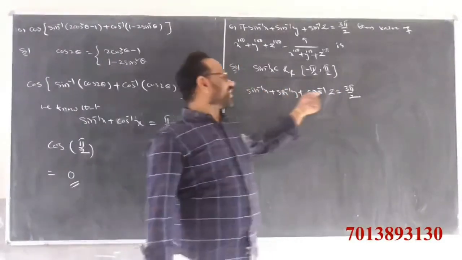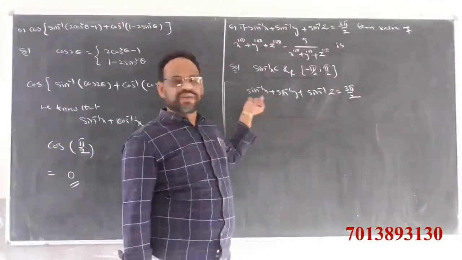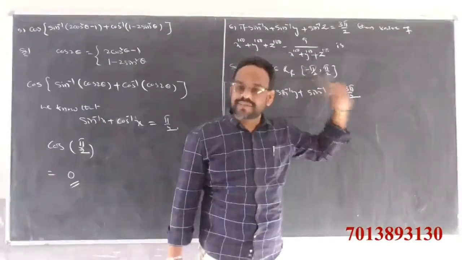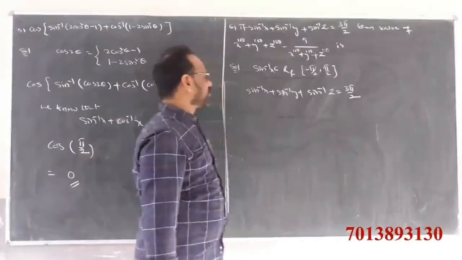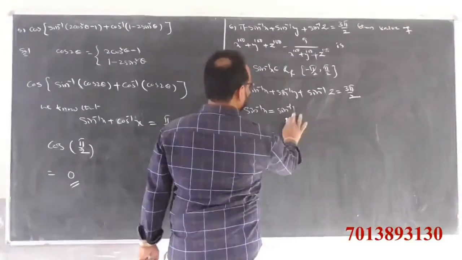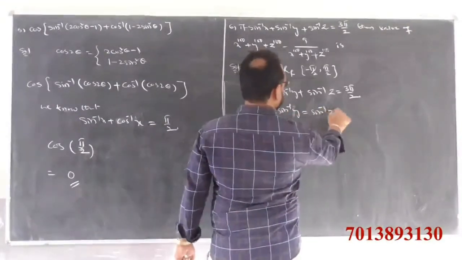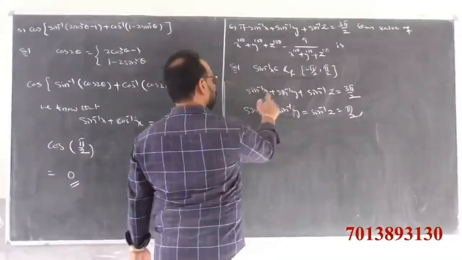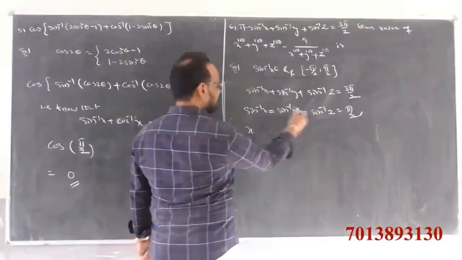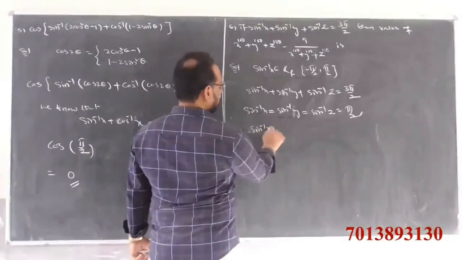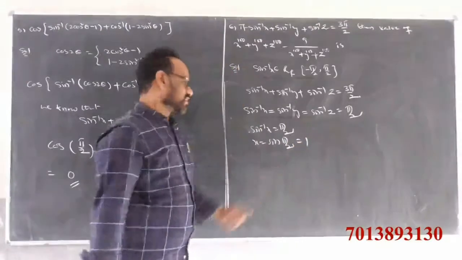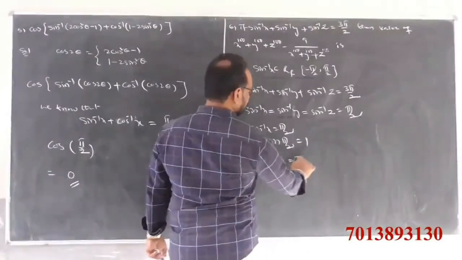So when we get 3 pi by 2, it means each sin inverse is at its maximum, pi by 2. Pi by 2 plus pi by 2 plus pi by 2 is nothing but 3 pi by 2. So sin inverse x, sin inverse y and sin inverse z are each equal to pi by 2. Then only we get 3 pi by 2. So sin inverse of x is equal to pi by 2, which means x is equal to sin pi by 2.